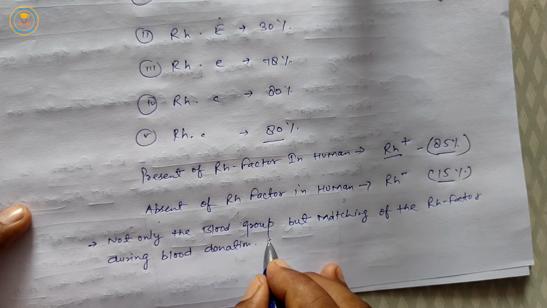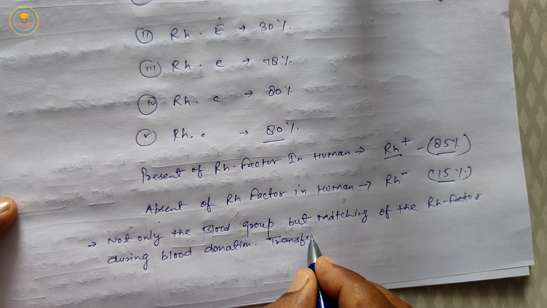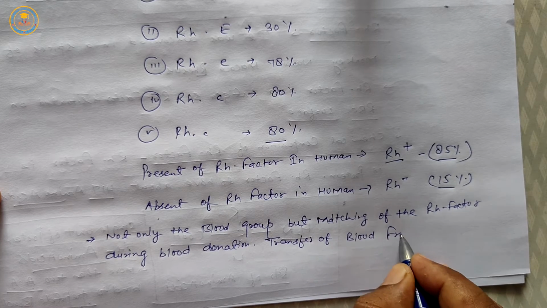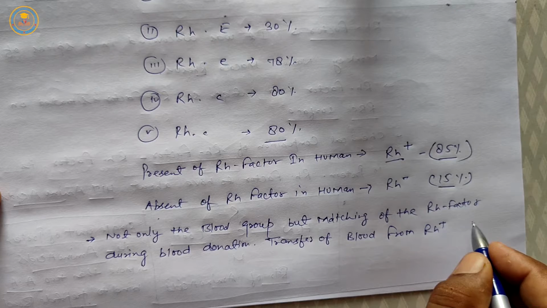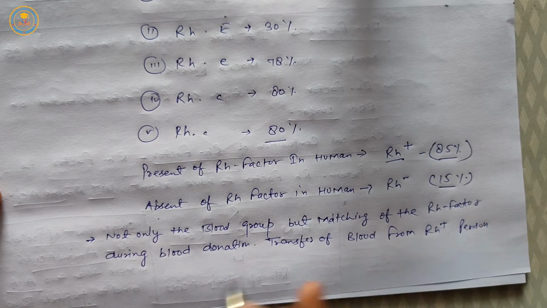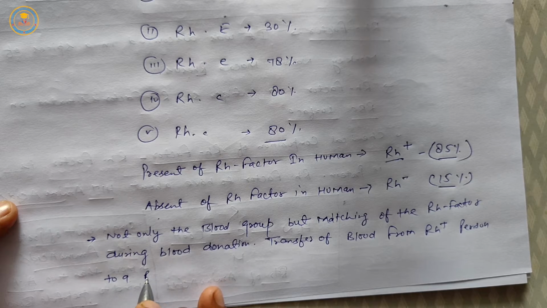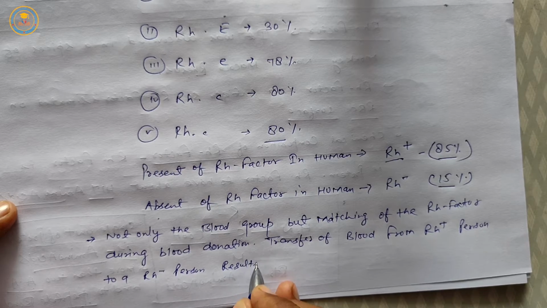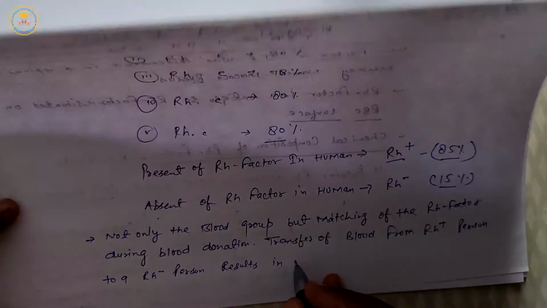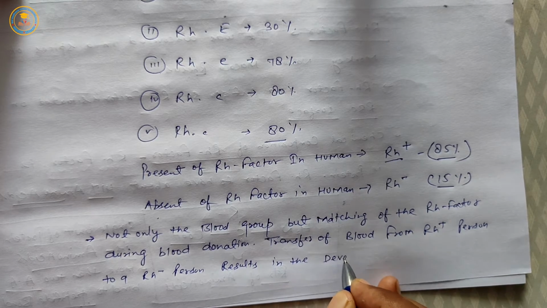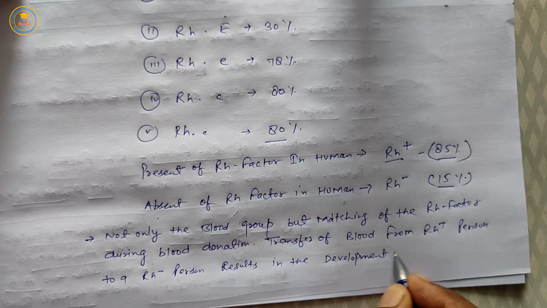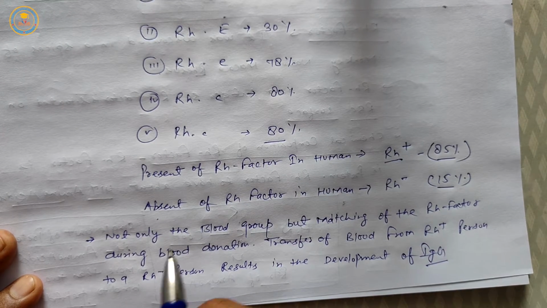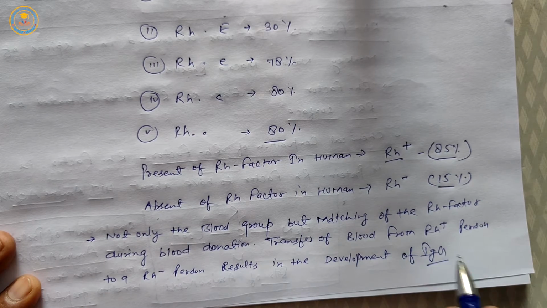Second, transfer of blood from an Rh positive person to an Rh negative person results in the development of IgG antibody. Students, the maximum amount of antibody found in humans is IgG.